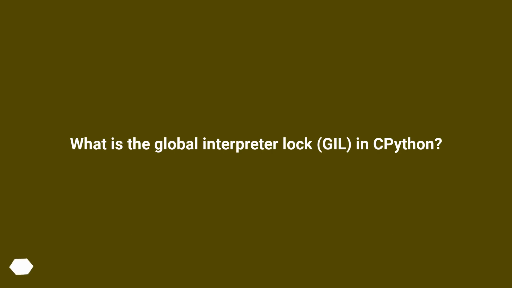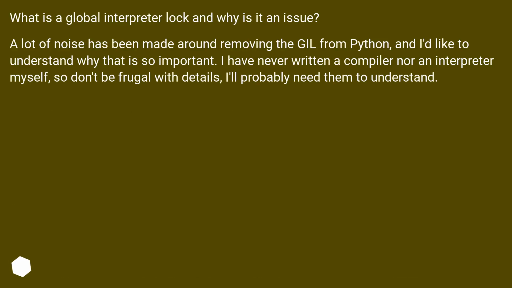What is the Global Interpreter Lock, GIL, in Python? What is a global interpreter lock and why is it an issue? A lot of noise has been made around removing the GIL from Python, and I'd like to understand why that is so important. I have never written a compiler nor an interpreter myself, so don't be frugal with details, I'll probably need them to understand.